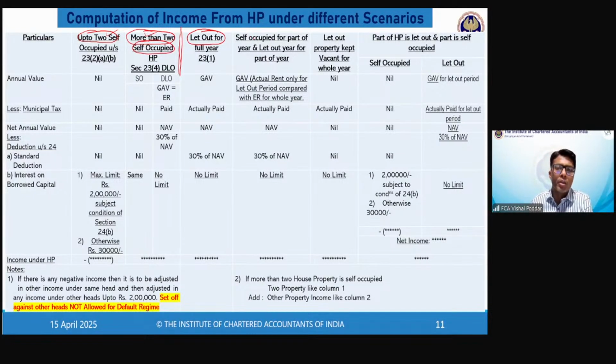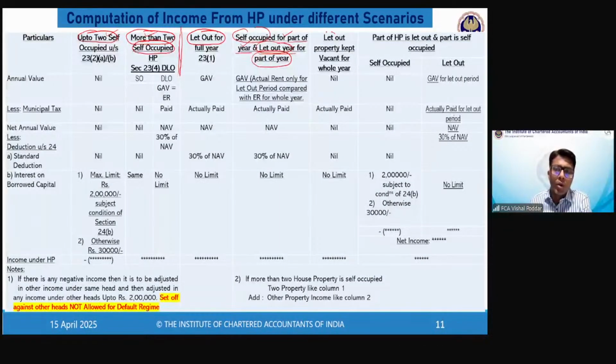Then you have some special case scenarios which people were asking me on the first day. First special case scenario is that your property is self-occupied for part year. Let us say for the first 4 months you are staying in that property. Then you shifted to bigger premises. So for the remaining 8 months, you have let out that property. So it is self-occupied for part year and let out for the remaining part year.